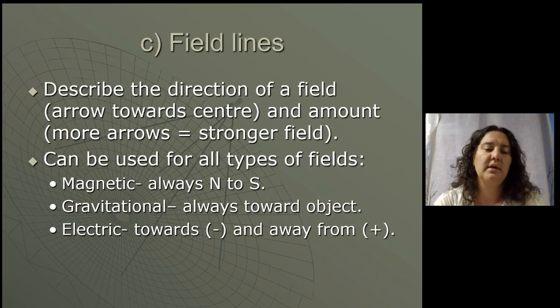So when we look at different field lines, we want to know if they're magnetic, gravitational, or electric. In magnetic, it always goes north to south. Gravitational is always towards the center of any object. And for electric, we go towards the negative and away from the positive.